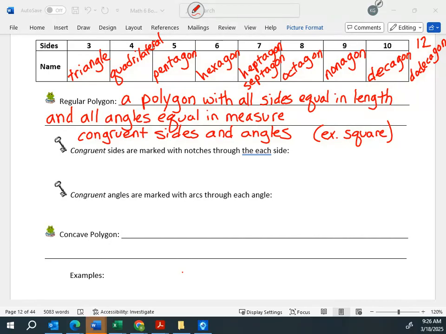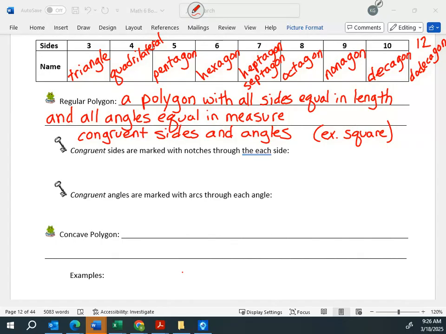Adeline, does a triangle have to be congruent? No, if it was an equilateral triangle, then it would be regular. But not all triangles are congruent. All squares are. That's the definition of a square. The sides are equal. The angles are all 90 degrees. So a square has to be congruent. A triangle does not.